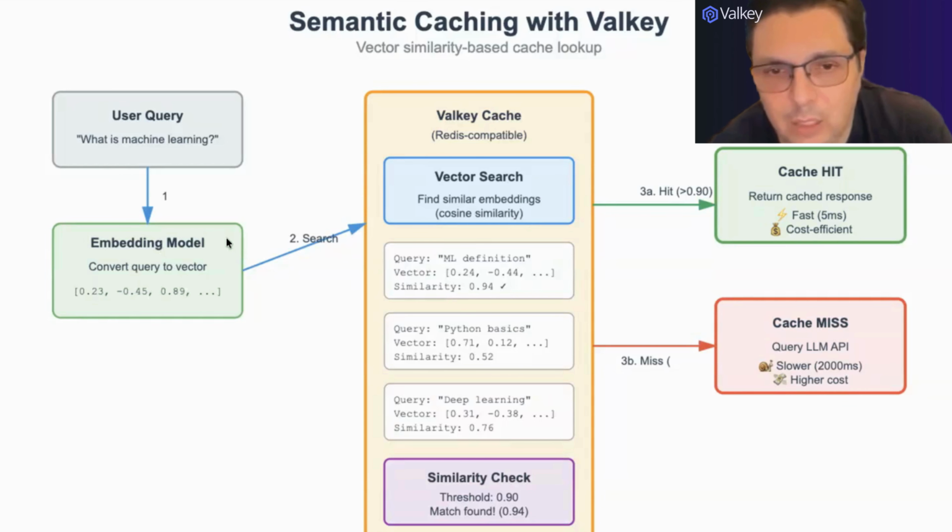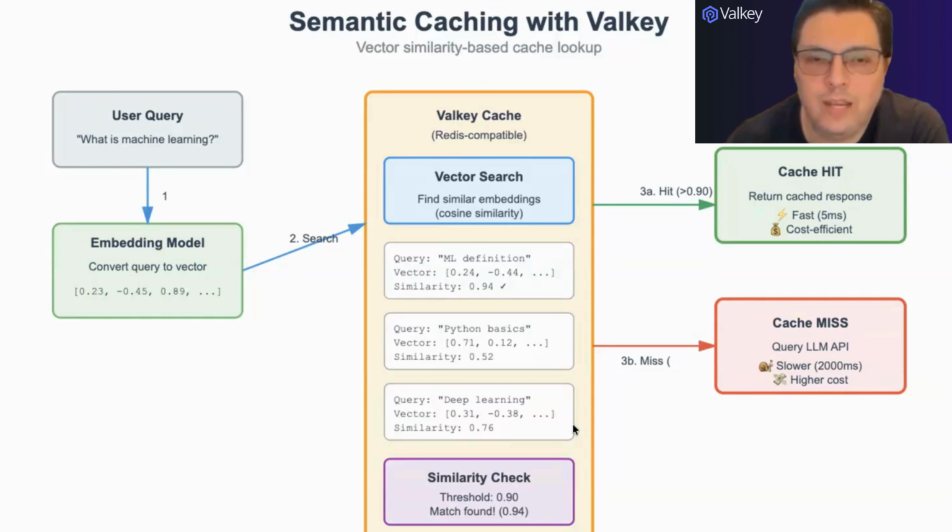And then we're using valkey-search to search the vectors stored in valkey. And we can find a match because we have here a record with ML definition and the similarity threshold is 0.94. And here you can see that on our query, we specified similarity threshold of 0.90. So that gives us a match. We then can use this vector and a corresponding cache to return the information to the client application. It's going to be fast and very cost efficient.